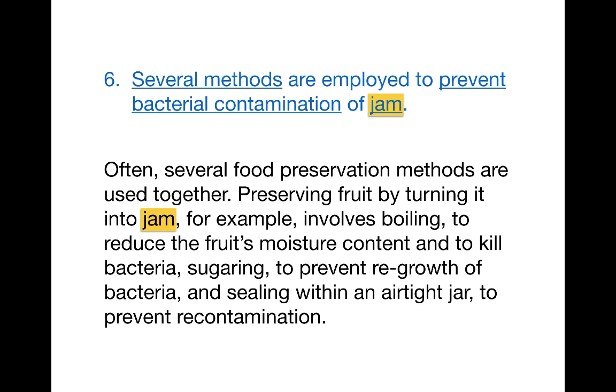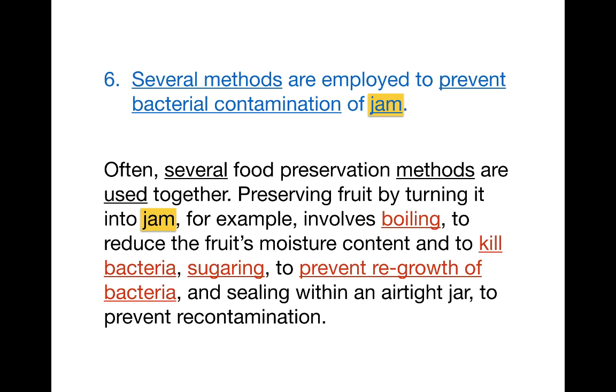Often several food preservation methods are used, the same as employed, together. Preserving fruit by turning it into jam, for example, involves boiling to reduce the fruit's moisture and to kill bacteria, sugaring to prevent regrowth of bacteria, and sealing within an airtight jar to prevent recontamination. There's definitely more than one method for killing bacteria mentioned there, or preventing bacterial contamination.